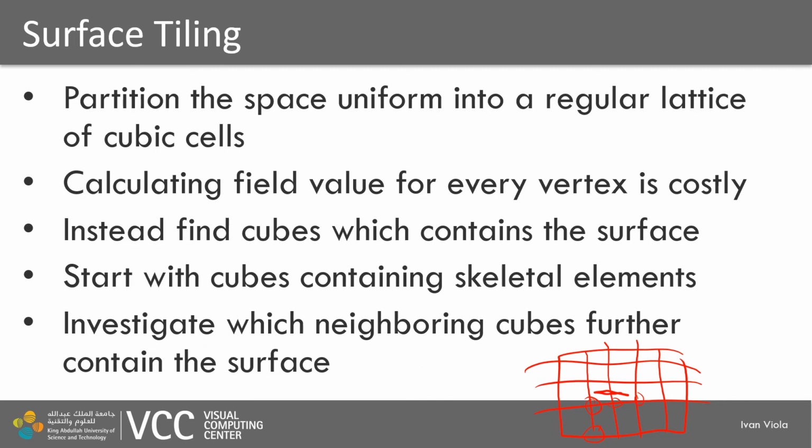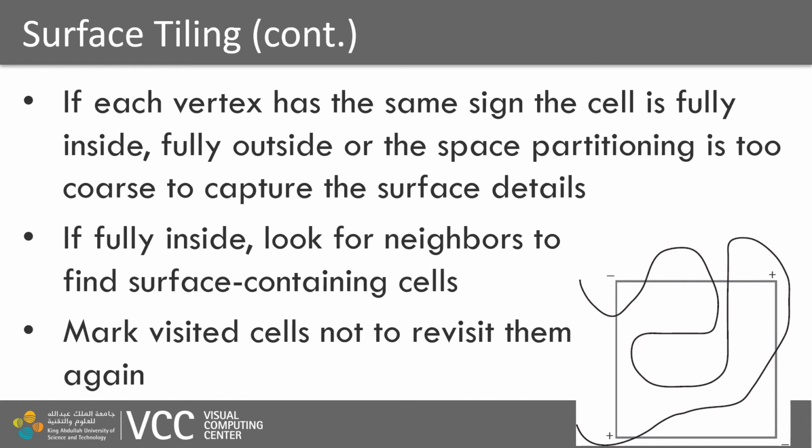So now, once we define one cell, we have one vertex inside, another vertex inside, another vertex outside, and another vertex outside. So we for sure have the implicit object surface inside this cell because it has mixed values. If all of them are plus, it means that we are outside the surface. If all of them are minus, then we are inside the object. But it still doesn't tell us too much about the actual geometry.